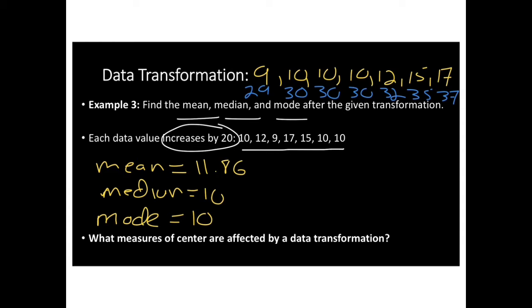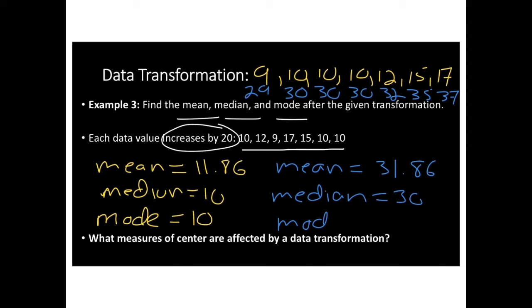If we add them all together and then divide by 7, our new mean is going to be approximately 31.86. For our median, again, it's going to be our exact middle. And if this 10 was the middle, then this 30 is going to be our middle as well. So for your median, it's going to be 30. And then for our mode, the most often occurring number is also going to be 30.